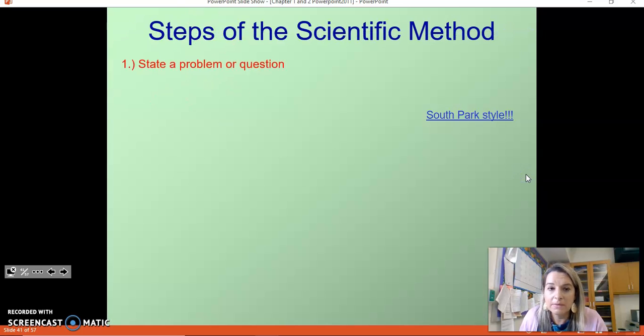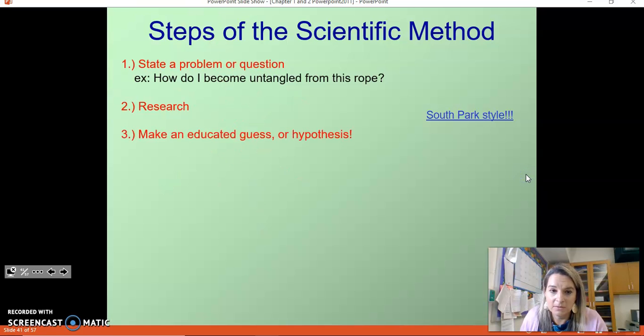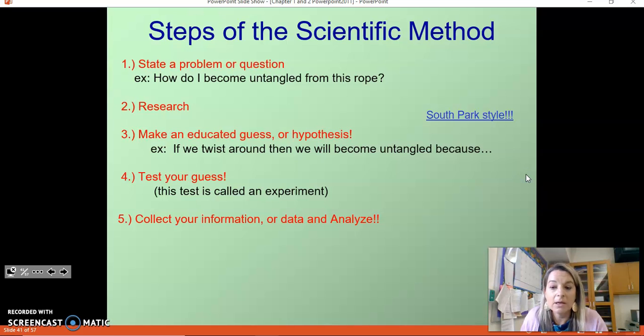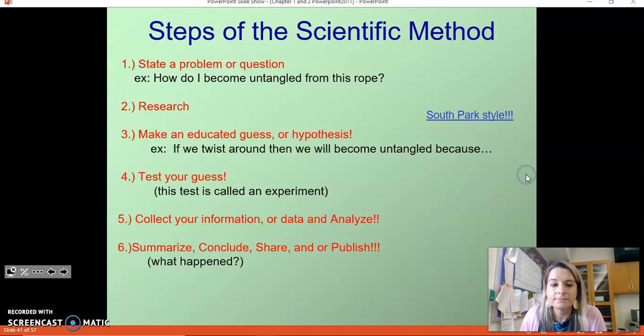So, steps to the scientific method: state the problem, do some research, make a hypothesis, an if-then-because statement, test your guess for your experiment, analyze your data, meaning come to a conclusion, write it out. And then you must repeat that 3 times before you summarize, conclude, and publish. Remember, repeat it 3 times.